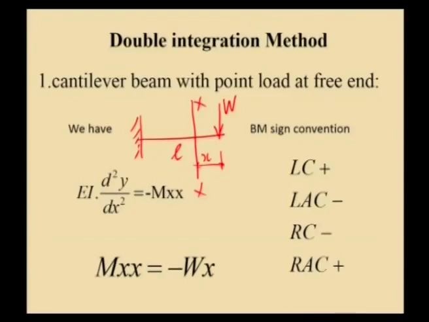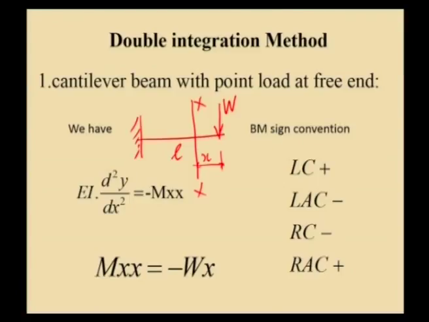For bending moment, we already have the sign convention: left clockwise, left anti-clockwise, right clockwise and right anti-clockwise are plus, minus, minus and plus. So, if we take bending moment at xx, to the right we have a load of W and the distance is x. So, it produces clockwise moment, and since it is to the right of the section, right clockwise is negative, therefore Mxx equals minus Wx.